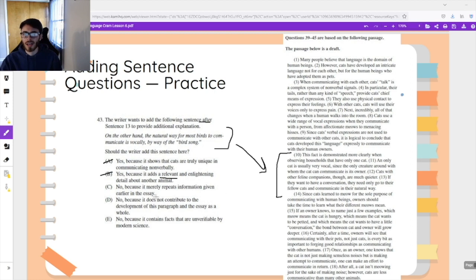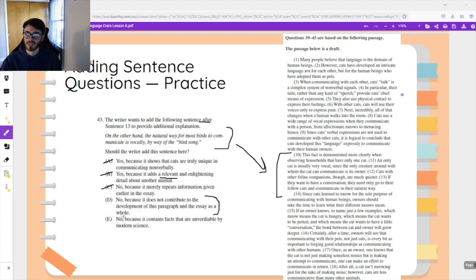C: No, we should not add it because it merely repeats information given earlier in the essay. Well, we know from our skimming that's not true. It does not repeat information, right? Nowhere in this passage does it talk about birds. D: No, because it does not contribute to the development of this paragraph and the essay as a whole. Yeah, that seems really good. It's not related to what's going on here, right? It's not furthering the point of the passage, nor is it furthering the point of the paragraph. So D is probably going to be correct.